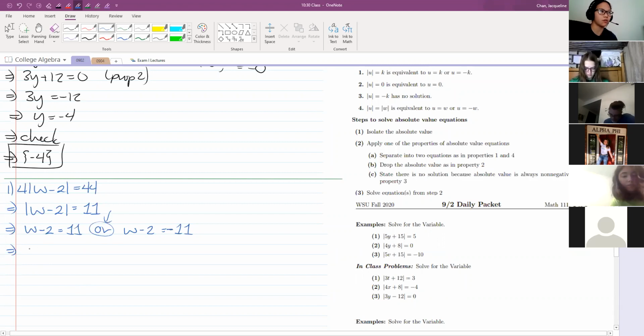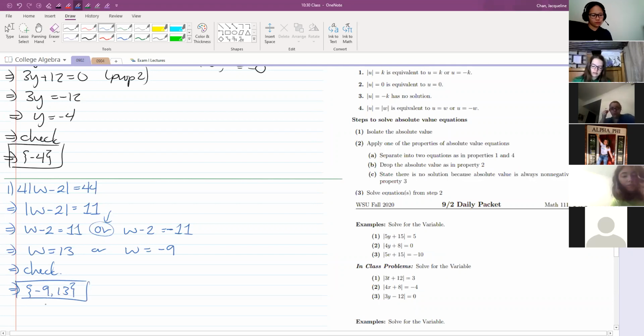Okay, let's solve for W. When I do that, I get W is equal to 13, or W is equal to -9. Okay, we're gonna check it. So we already did, or pretend we already did, and our solution is -9 and 13.